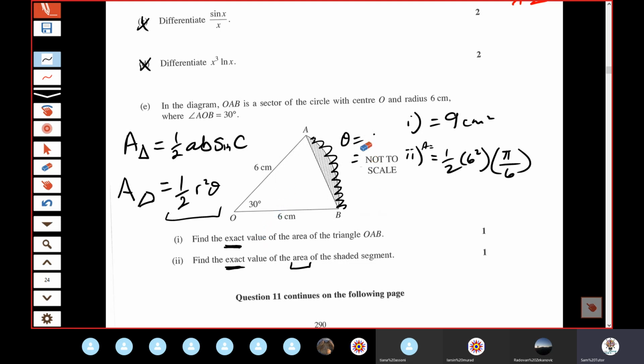Now the only reason why it didn't matter in this case, in I, even though it asked me to find area, is because of the sine. The fact that it had sine of a degree actually becomes a number. Like sine 30 became half. Right?